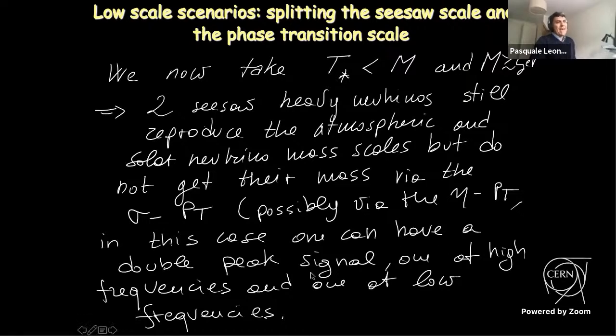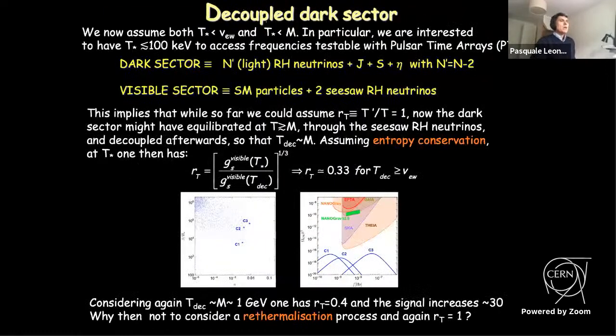By the way, let me just say that it could be interesting. If you have both phase transitions, you can have a double peak signal, one peak at high frequency and one at low frequency. That will be a nice signature actually of this. So now you have to decouple the dark sector. And when you decouple the dark sector, the dark sector is given by N prime right-handed neutrinos, where N prime is N minus 2, sigma, and also eta. And the visible sector is given by the standard model particles.